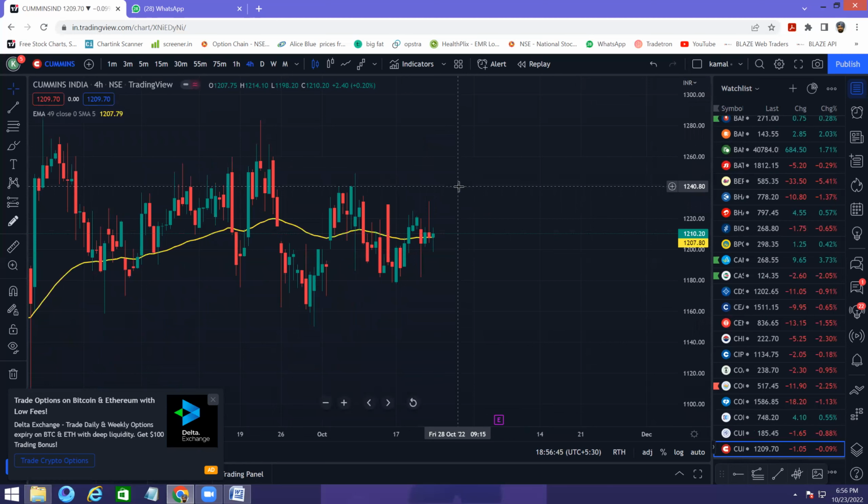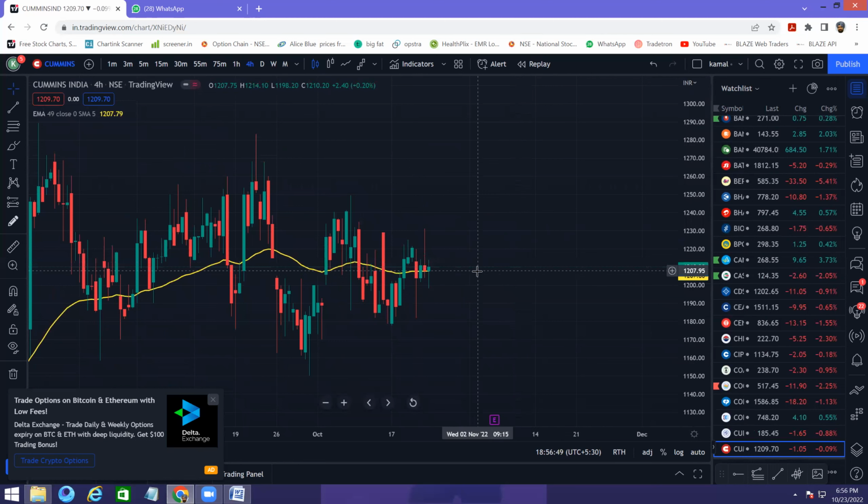See, Cummins India. Now we have a candle closing above the 50 MA. So now we have 3 stocks: IEX, Ambuja Cement, Apollo Hospital, and Cummins. Now we have 4 stocks with us.